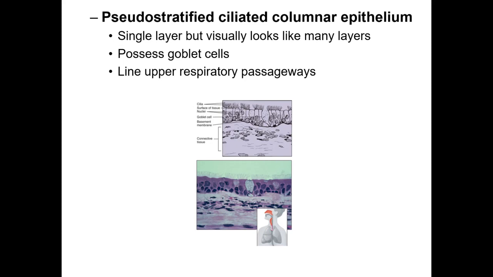These also possess goblet cells, and they secrete and propel mucus. They are found in the respiratory tract from the nasal cavity to the bronchi and in portions of the male urethra. And you can see here in the pictures, because of the way that they're set up, they look like they're stacked on one another when in reality they are not.